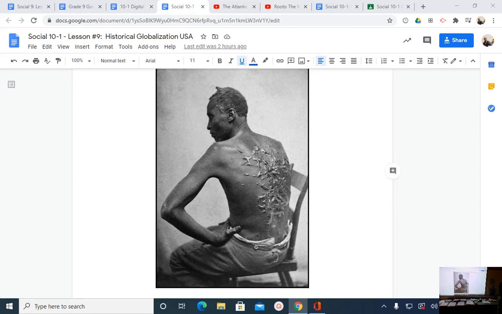And branding can be quite painful. They're branded because now they're not people, they're property. That's the branding. What else might be done to mark them as property? Some of the ship's captains cut off their ears to show that they've been sold, that they're owned by someone.